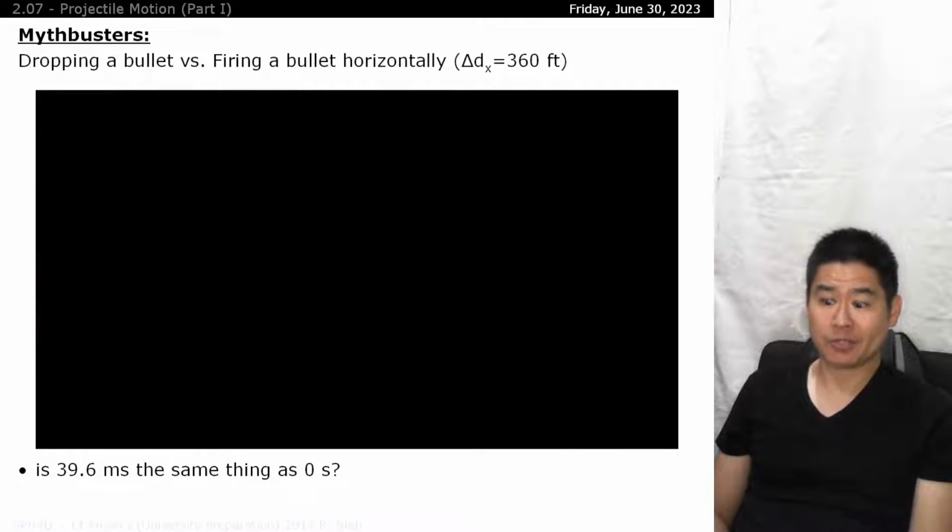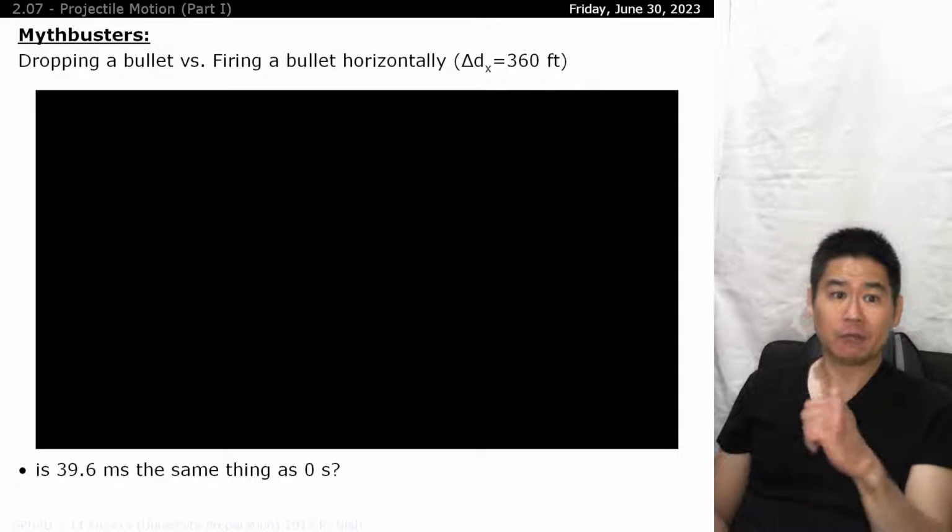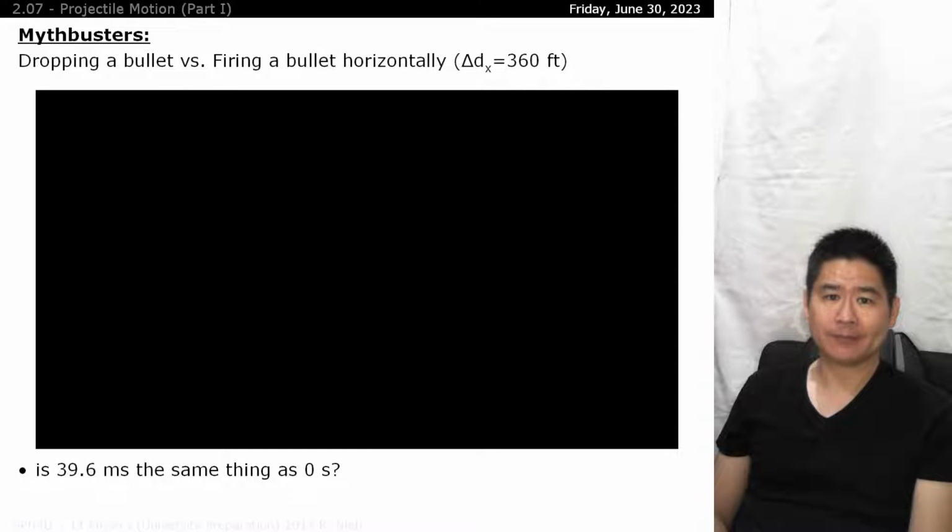So that poses a question, a very good one. Is 39.6 milliseconds the same thing as 0 seconds? Well, let me put it to you in a different context. Let's say that we didn't use the unit of seconds and we used the unit of years. Does that mean that a 40-year-old man is the same age as a newborn baby? And now you'll see what I mean, all right?